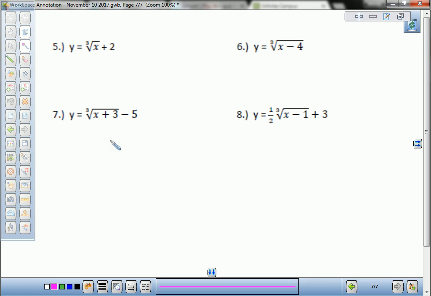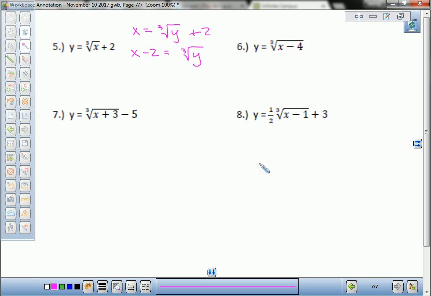So all of these, we're starting with cubed roots, so we'll end up with cubics. Okay, so same steps. To find an inverse, always the same. So we get x equals the cubed root of y plus 2. So x minus 2 equals the cubed root of y. Now this is what we have to be careful about.